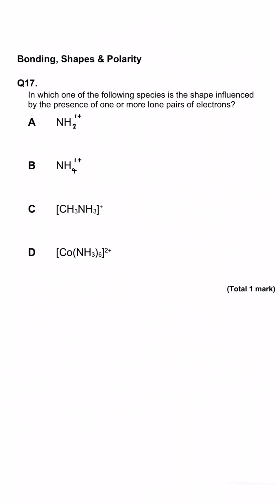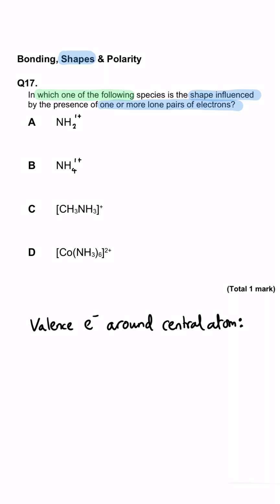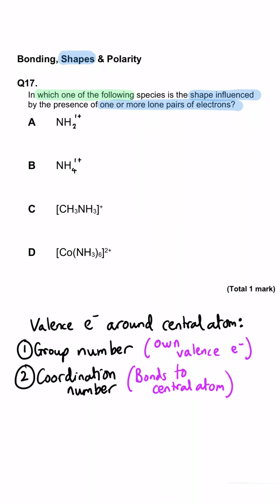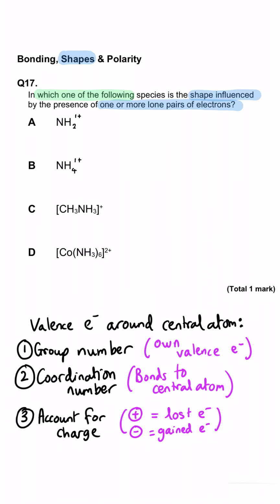Here we're being asked, in which one of the following species is the shape influenced by the presence of 1 or more lone pairs of electrons? To work this out, we're going to look at the number of valence electrons around the central atom in each of these molecules. So to do that, we need to start by looking at the group number of the central atom, because that tells us how many valence electrons that atom brings. Then we look at the number of atoms that the central atom is bonded to. Then we have to account for some charge. This will give us a total number of electrons.